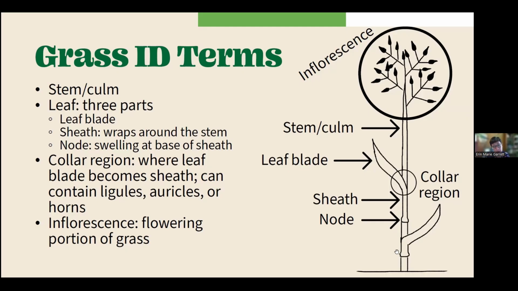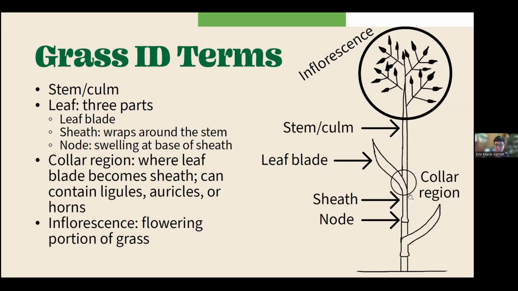Below, we can see again a little bit of stem. We've got our leaf blade coming down into a sheath, and then that swelling is a node. The presence of nodes can help differentiate between grasses versus sedges and rushes. Again, we focused on that yesterday.